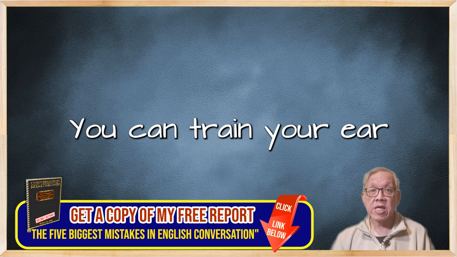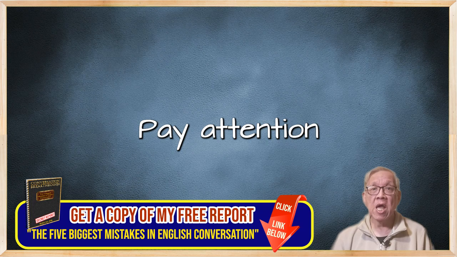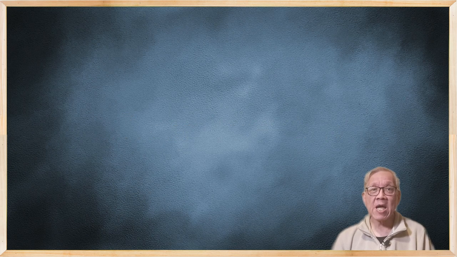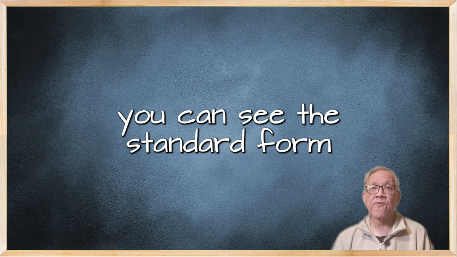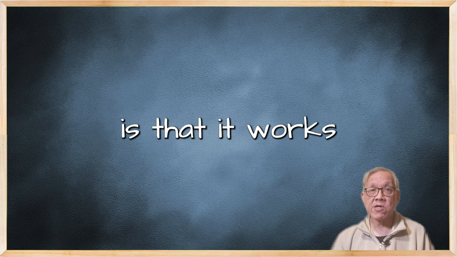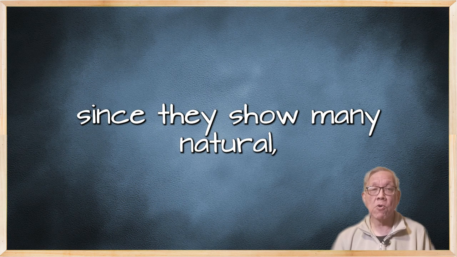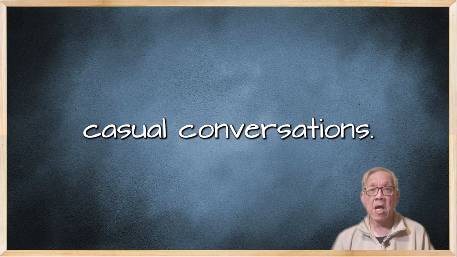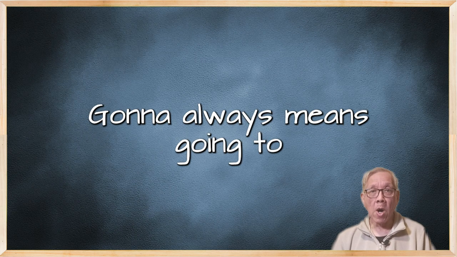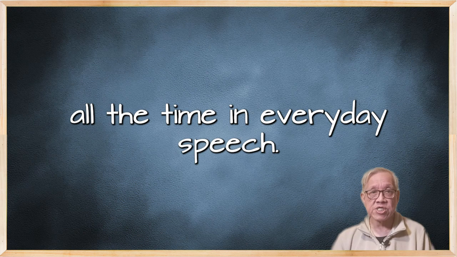You can train your ear to catch these reductions by watching your favorite TV shows with subtitles. Pay attention when you see going to written, but you hear gonna from the actor. This technique works because you can see the standard form while hearing the reduced form at the same time. The beauty of this method is that it works with any show you already enjoy watching. Sitcoms are perfect since they show many natural, casual conversations. Start noticing how predictably these patterns appear. Gonna always means going to. Wanna means want to. These consistent transformations happen all the time in everyday speech.